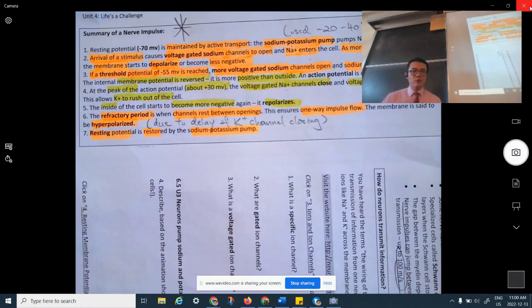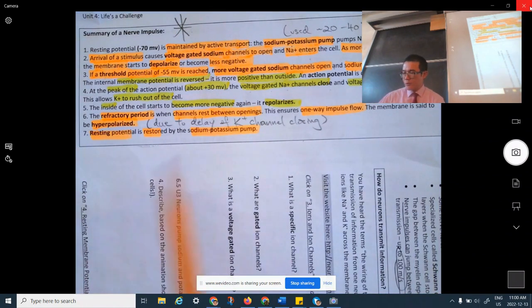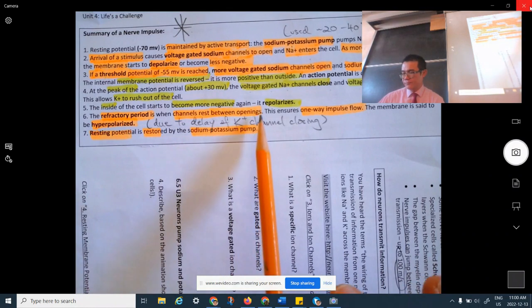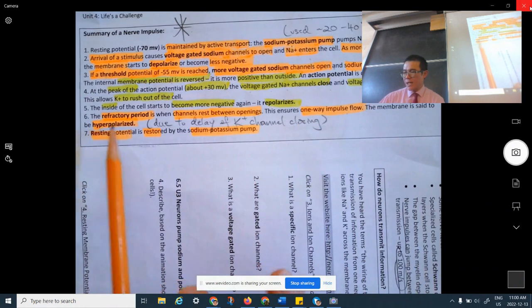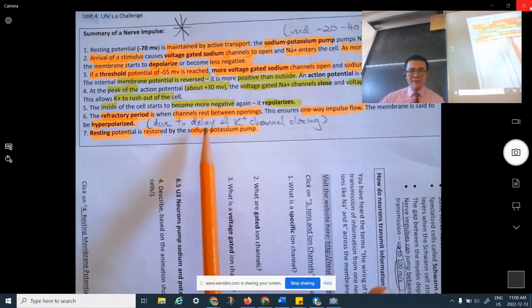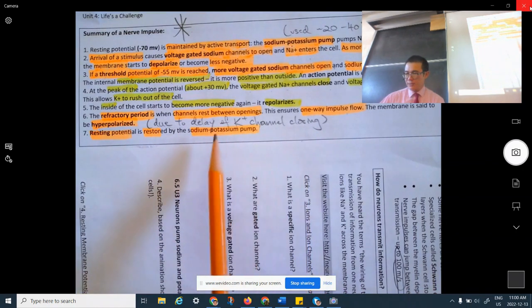Now we talk about the refractory period. That's the period of time after stimulation, after an action potential, before you can have another action potential or depolarization again. During the refractory period, channels rest between opening, which ensures one-way impulse flow. The membrane is said to be hyperpolarized. This is due to the delay of potassium channel closing.